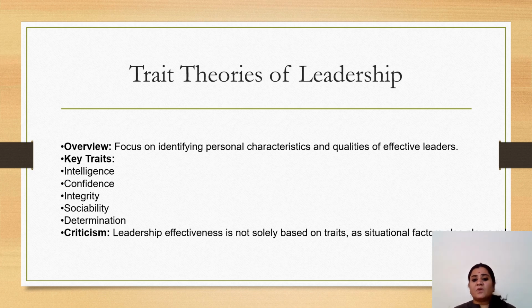There is some criticism also of this theory. We can say that leadership effectiveness is not just about inherited traits. There are other factors also, like situational context, and behavior also plays a significant role in determining leadership success.